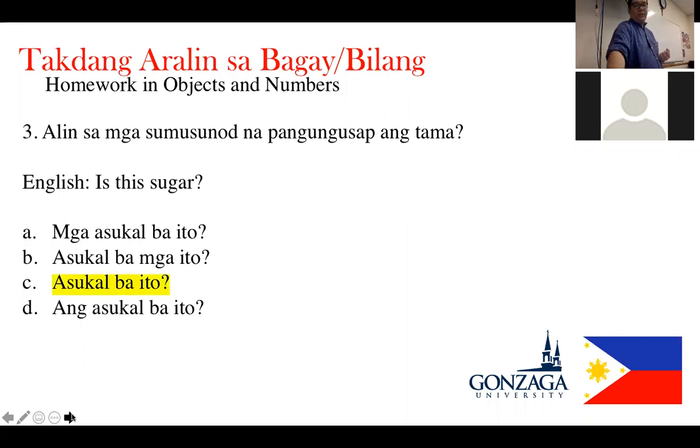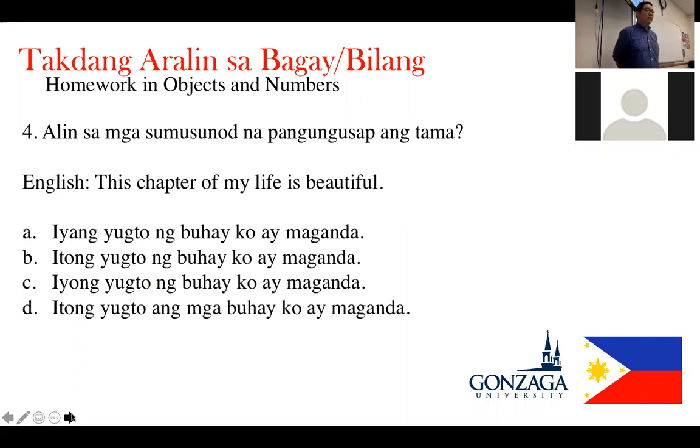Next one, Dawson, number 4. Alin sa mga sumusunod na pangungusap ang tama? This chapter of my life is beautiful. I would say, are you sure? Itong to ang bahay ko. Buhay ko ay maganda. Okay, ito is this. Yugto is chapter. Of my life is ng buhay ko. Beautiful is maganda. So correct answer is letter B.